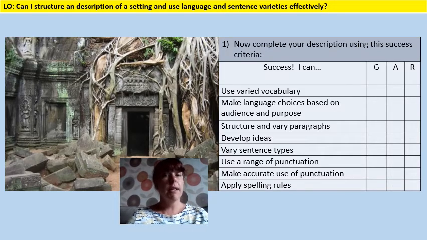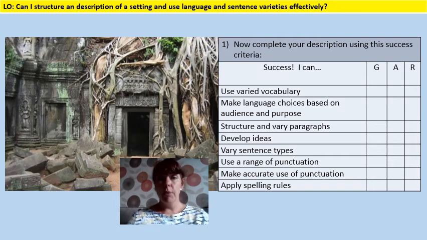Amber is, yeah, I've done that a little bit. You know, I can see it in places in my work. And red is, haven't used that at all. So, for example, if you only used full stops in your piece of work, you couldn't really give yourself amber or green for the varied punctuation.